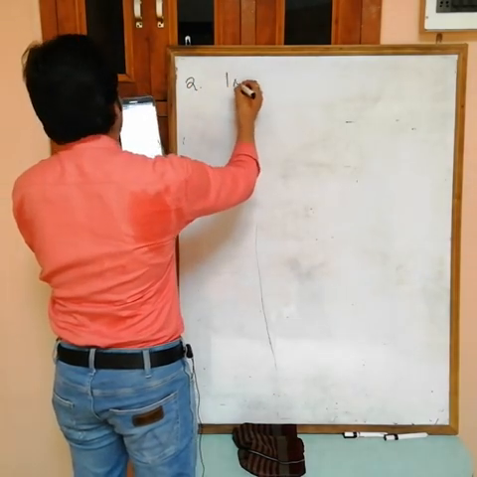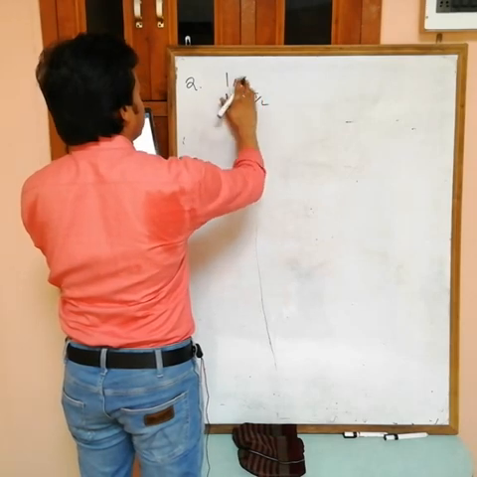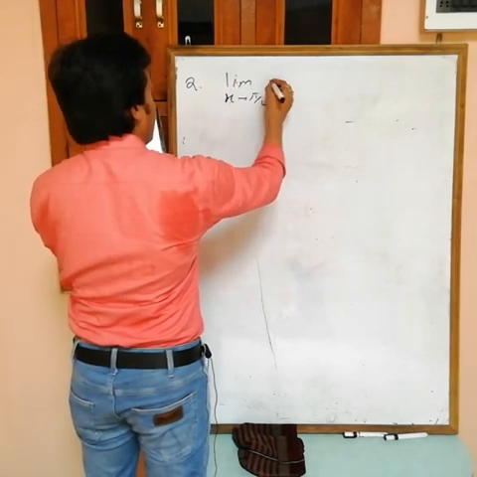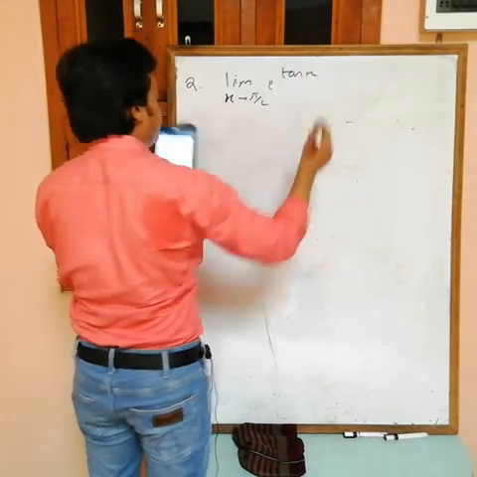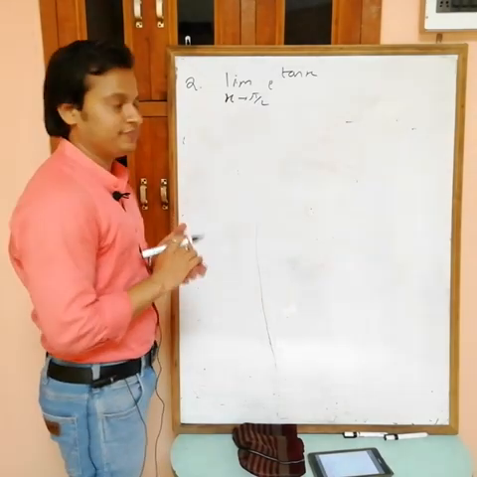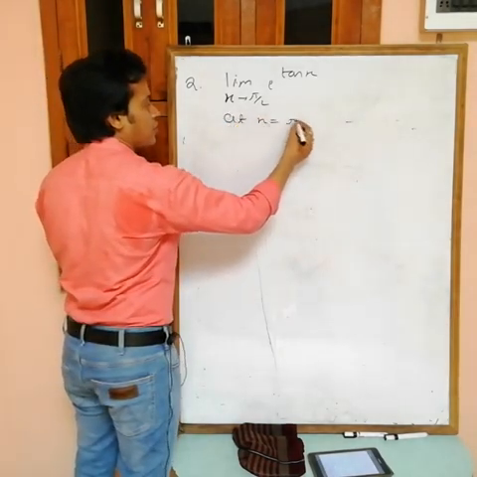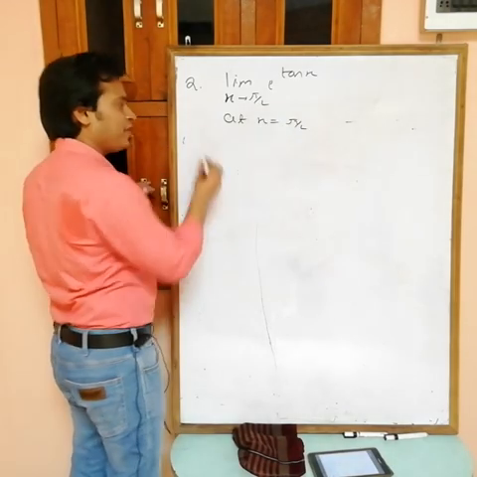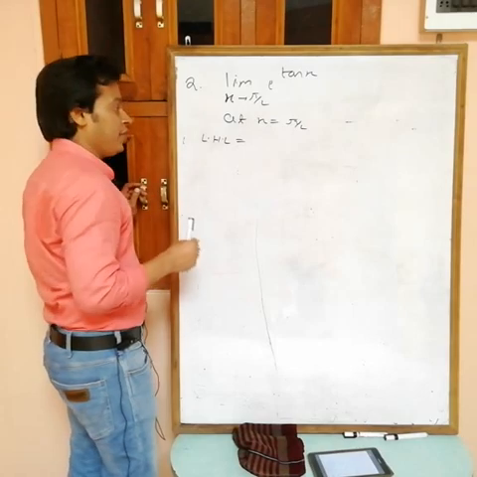Right, next question. Limit x tending to pi by 2, e power tan x. Okay, now again the point is x equals pi by 2. Find the values. First I am finding LHL. Okay, you can also try.